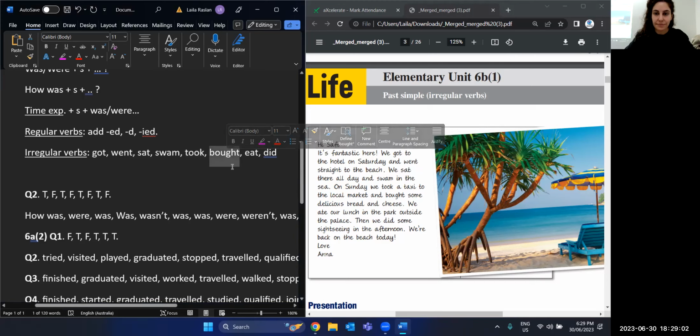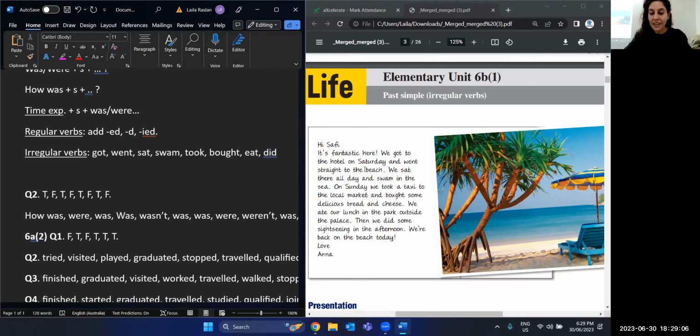Bought, eat, and did. So make sure you underline or circle all those past irregular verbs. And you have to just learn them. There's no rule. You can see they just end all differently. So you have to learn them and know from which verbs they come from.